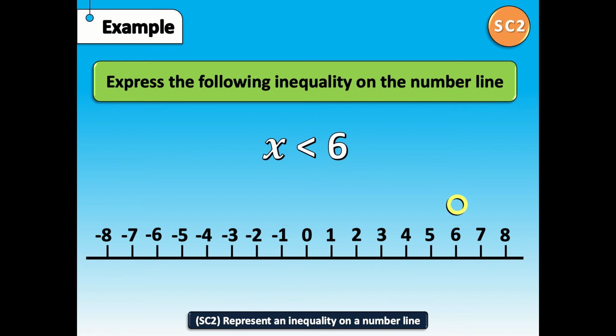and we put an empty circle above 6 because it's less than, not less than or equal to. If it was or equal to, we'd fill in the circle, so it'd be a dot. Then because it's less than, we draw an arrow going down the number line, like this. So this is how we represent the inequality x is less than 6 on a number line.